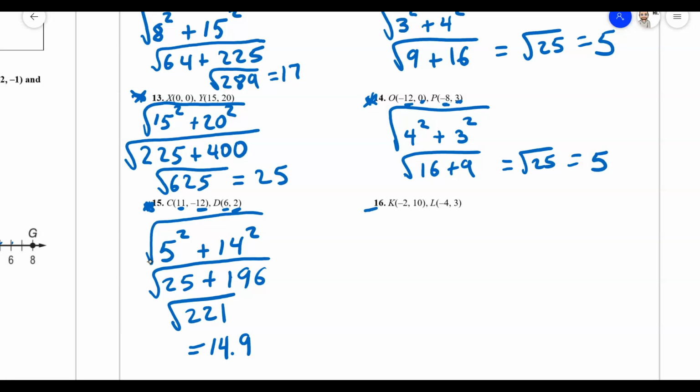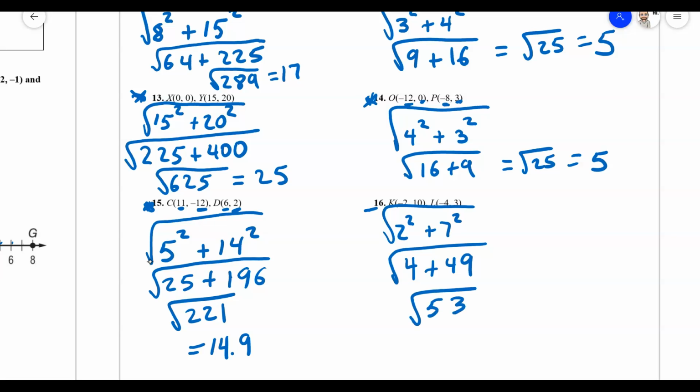Okay. One more. How far is it from negative 2 to negative 4? That's just 2. So we have 2 squared. How far is it from 10 to 3? That's 7. So I have 2 squared plus 7 squared. This is 4 plus 49. 53. And we need the square root of that. It's going to be a little bit bigger than 7. 7.3.